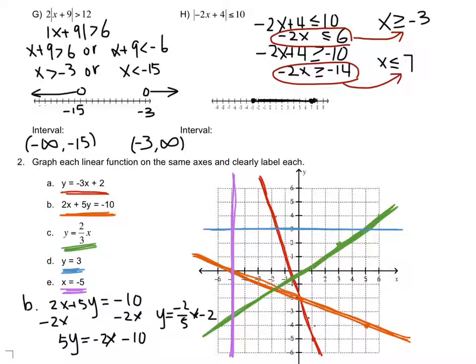Letter G, 2 times the absolute value of x plus 9 greater than 12. So again, think about positive and negative. Writing equation 1, x plus 9 greater than 6. So my x is going to be greater than negative 3 as I subtract 9 from both sides. Second equation, x plus 9 less than negative 6. As I subtract 9 from both sides, I have x less than negative 15.